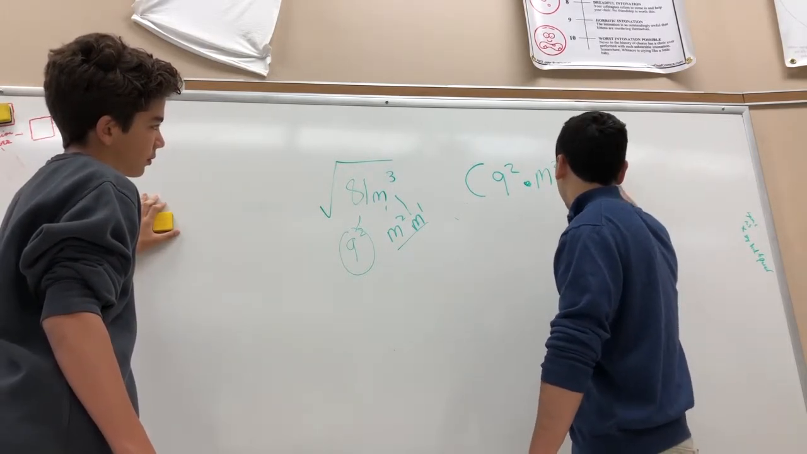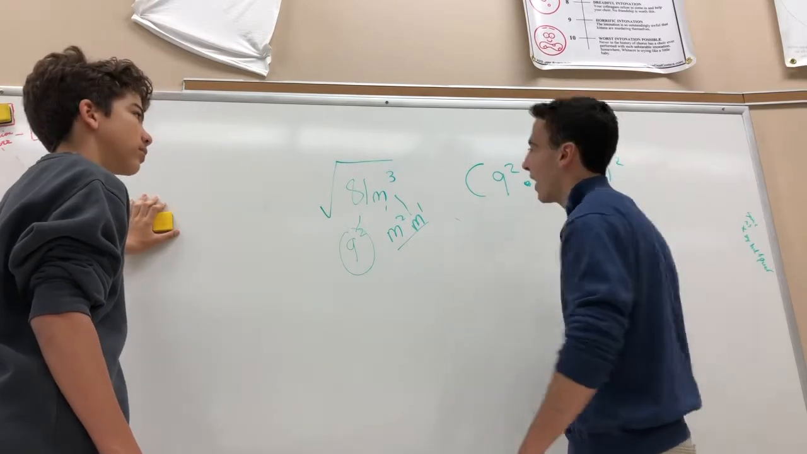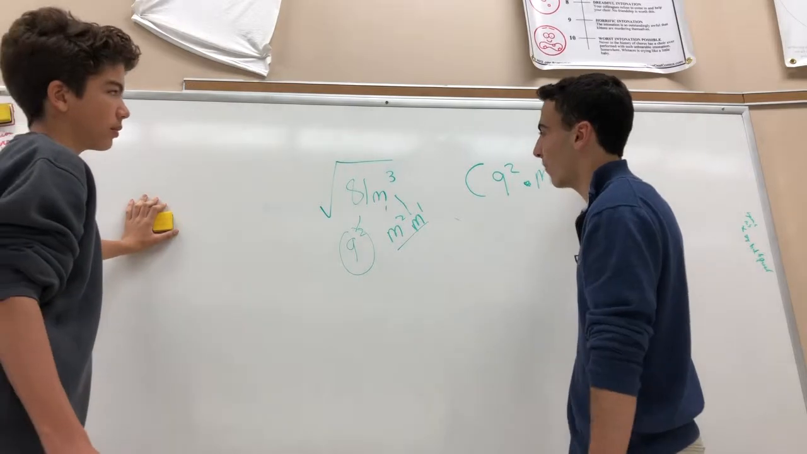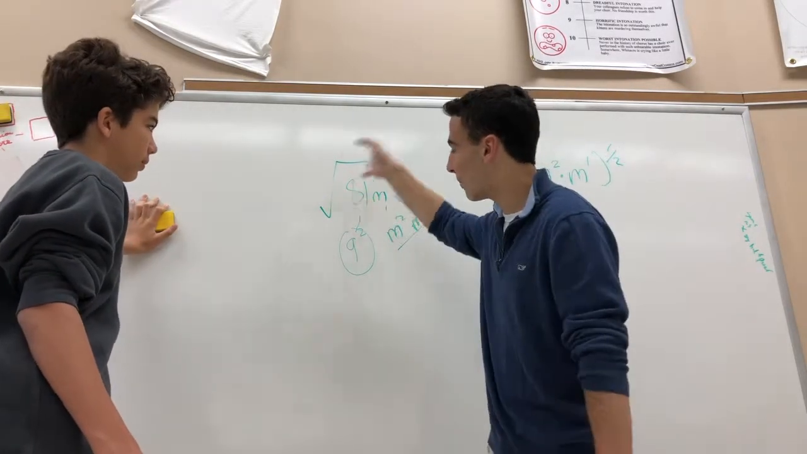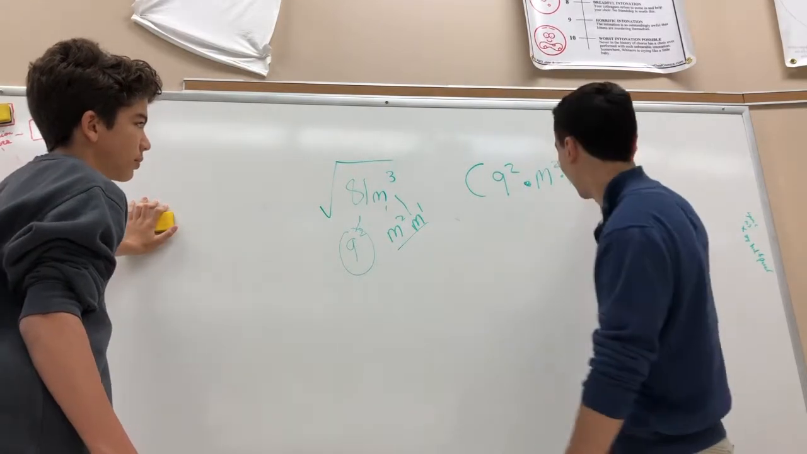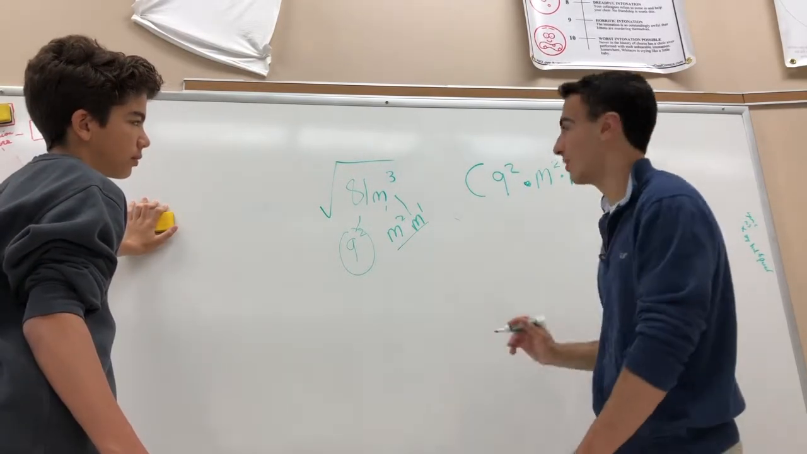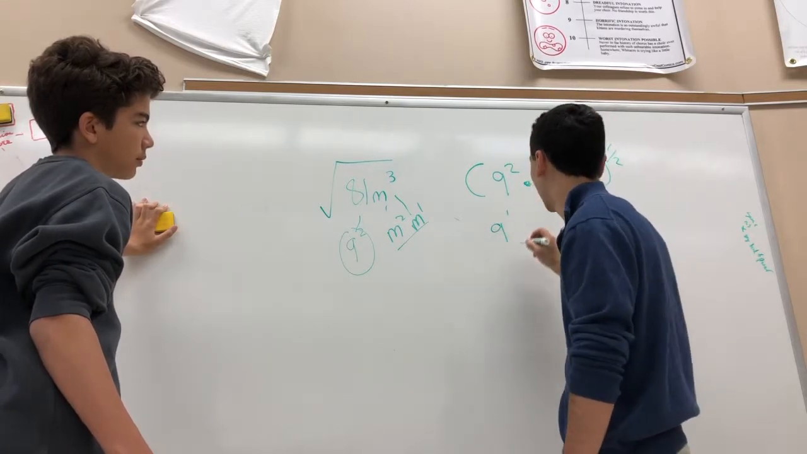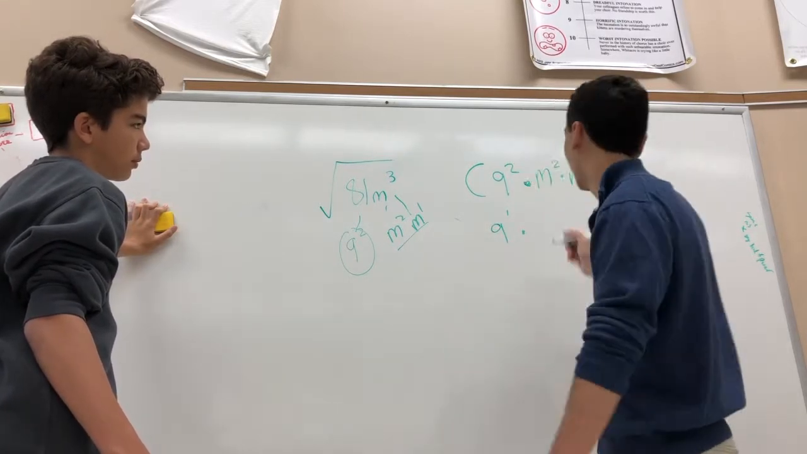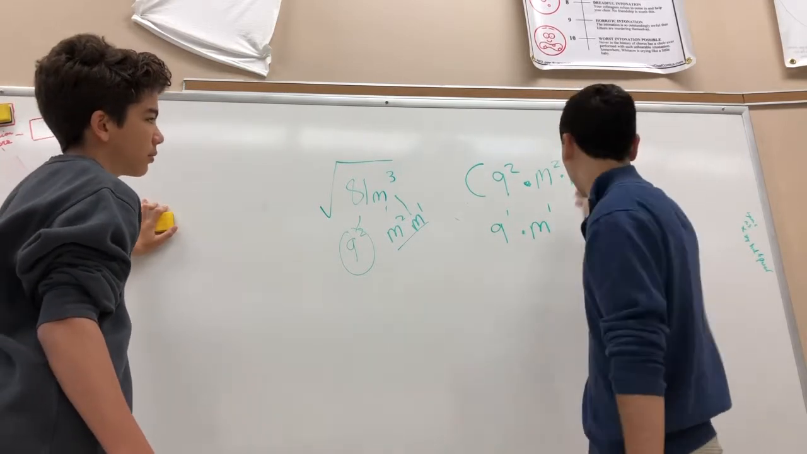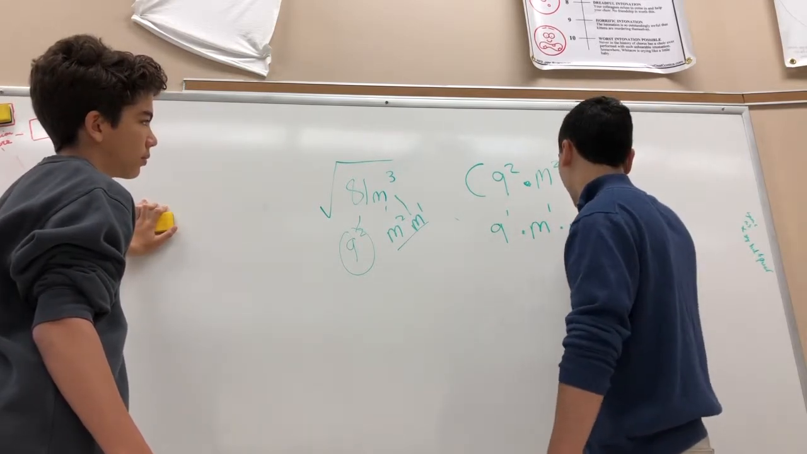m to the first. The reason we do the half power method is because when we raise something to the power of 1/2, it's essentially the same thing as square rooting. So you multiply each of these exponents by 1/2, and you'll get 9 to the first, which is essentially just 9, then m to the first, and for this one, m to the half.